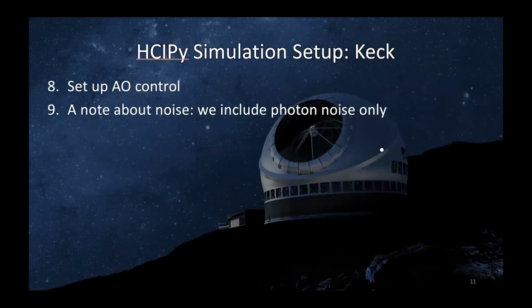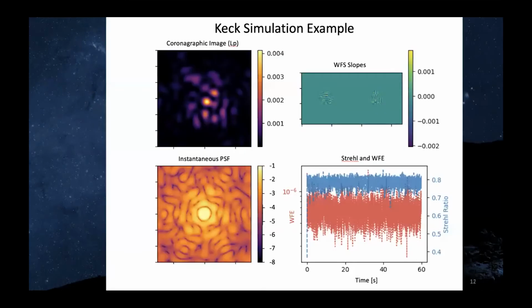We set up our AO control code. And just to note, we include photon noise only in the simulation. We're not currently simulating detector noise. Now, this figure shows you some representative figures and the results from a 60-second run of our simulation. So we're simulating each millisecond of the AO control loop. So we are saving at each millisecond our L-band coronagraphic image, our instantaneous PSF, our wavefront slopes, and then here for the whole run, you see what our wavefront error and our Strehl ratios looked like.